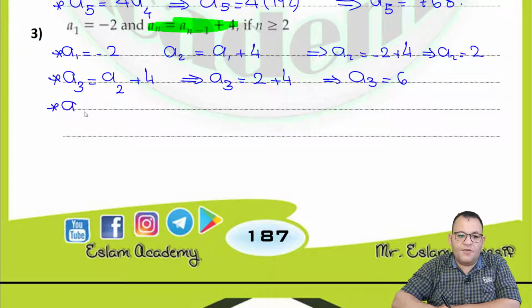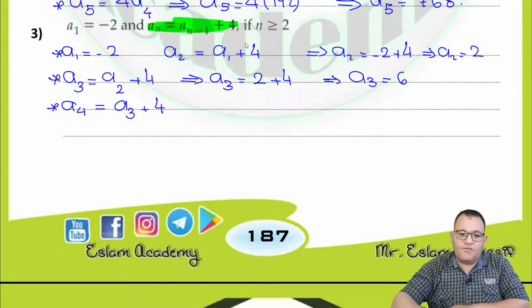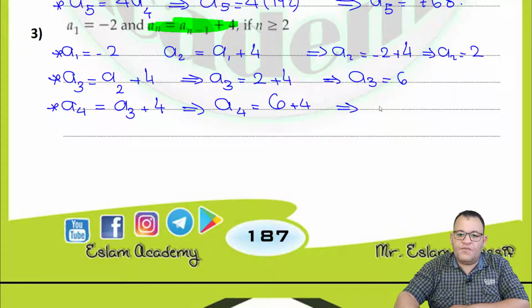Now we need to find a4. a4 equals a(4-1), which is a3, plus 4. We'll use all of the previous terms to find the next one. Just use the answer and add 4. So a4 equals 6 plus 4. Then you will find that a4 equals 10.